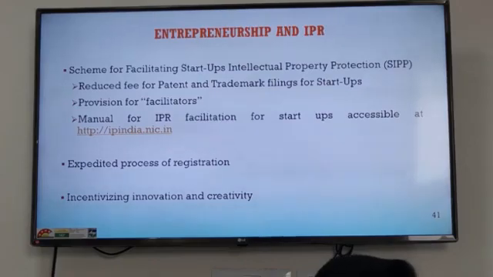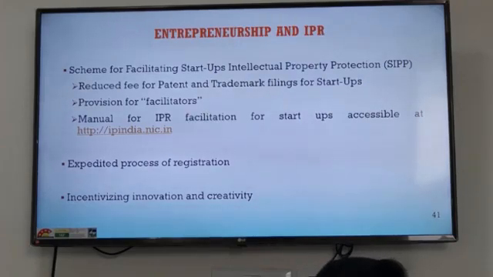You won't be required, as a startup, if you're empaneled, to pay any fee at all. So that's something that, for some time period, this scheme has been launched, where the government is essentially subsidizing the cost to encourage innovation. And there is a manual that is again available on the IP India NIC website on the IP facilitation for startups.